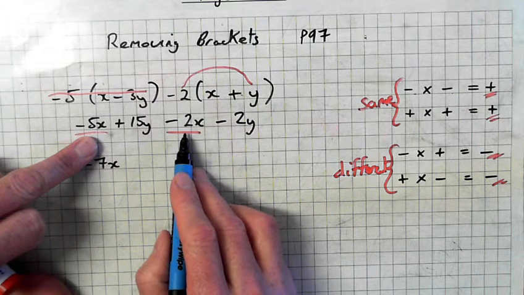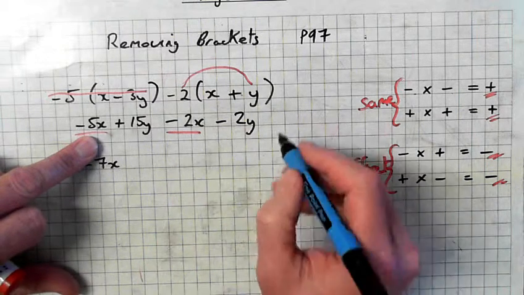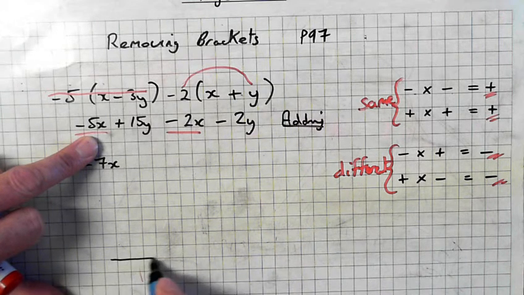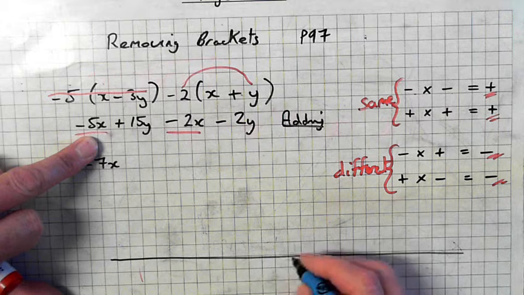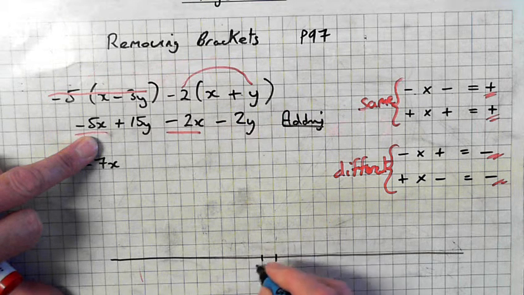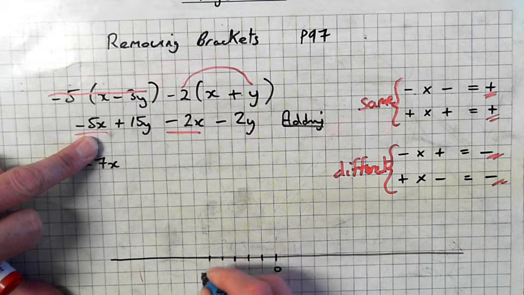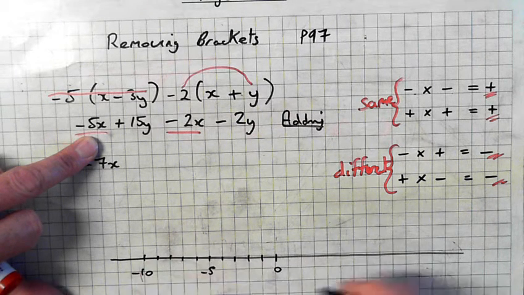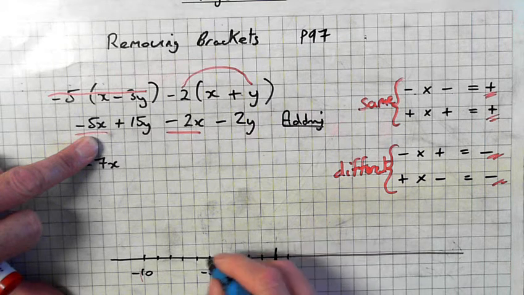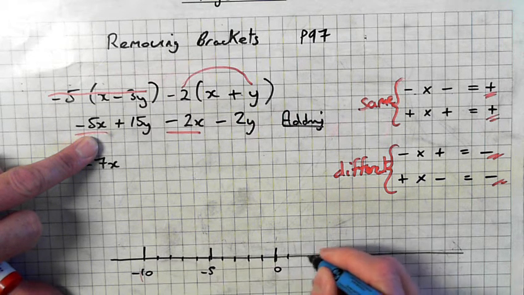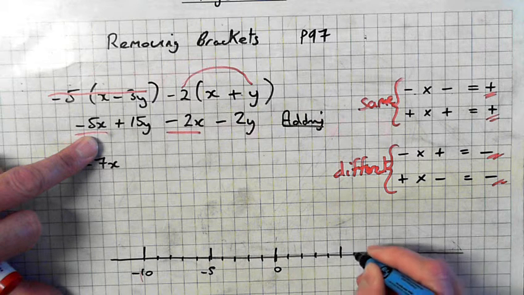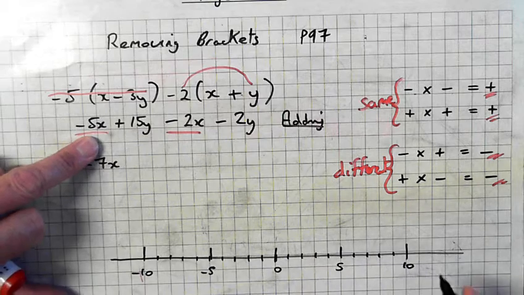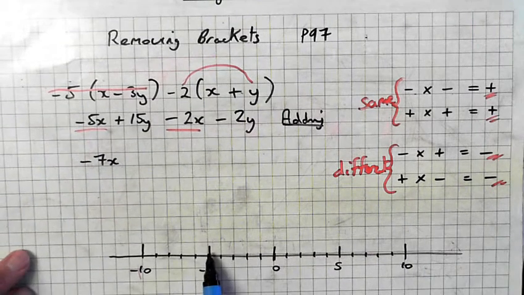Is it not plus? No. When you're adding, we are now doing a thing called adding. When you're adding, what you do is you write out your number line. So that's minus 1, minus 2, minus 3, minus 4, minus 5, minus 6, minus 7, minus 8, minus 9, minus 10. And then on this side, we have 1, 2, 3, 4, 5, 6, 7, 8, 9, 10. Now watch this. Minus 5, minus 2.